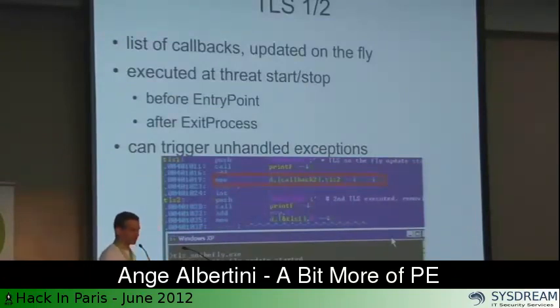TLS, thread local storage, callbacks are executed on thread start and thread stop, which means before the entry point and after exit process. So it's known for running before the entry point; the entry point is not the first point of execution, and you can also have an exit process where the code is still actually doing something. Another thing is that TLS can trigger unhandled exceptions. Unlike the entry point, a TLS can do something completely garbage, trigger an exception, and then the entry point will be executed just fine. So it's actually created a few bugs in emulators and so on.